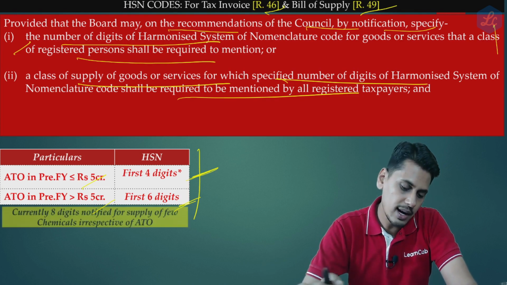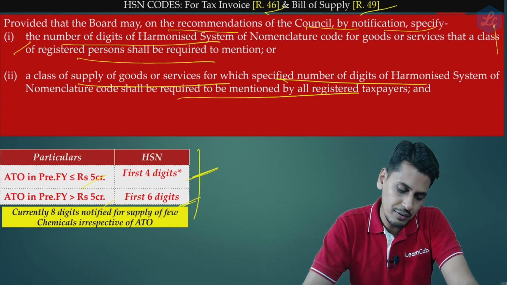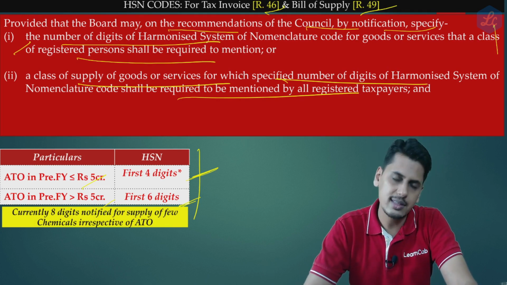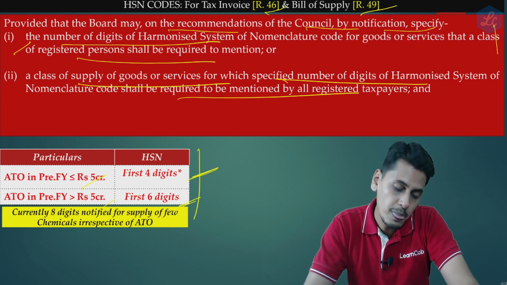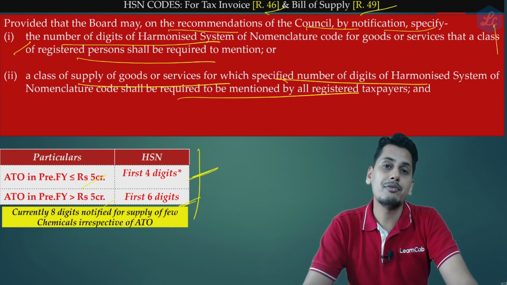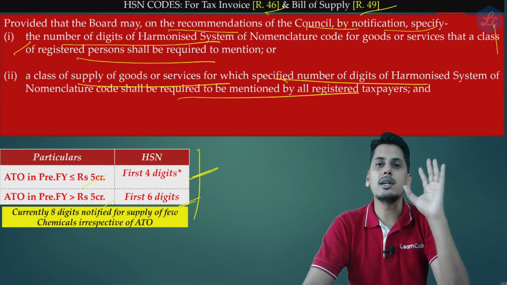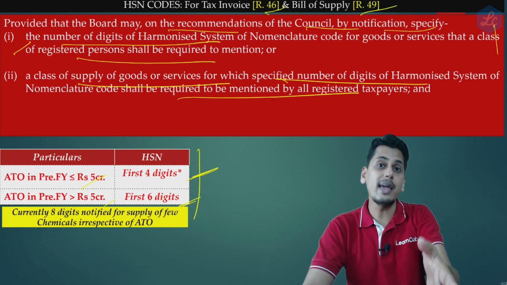So friends, under this the board has notified. Currently 8 digits have been notified for supply of few chemicals irrespective of ATO. So friends, there are few chemicals which have been notified. You need not remember the chemical numbers, names and all. So few chemicals have been notified wherein the board has stated that for these chemicals an 8-digit HSN code needs to be mentioned.